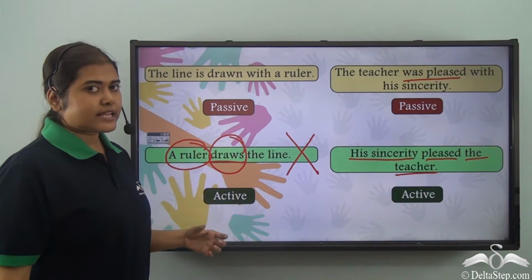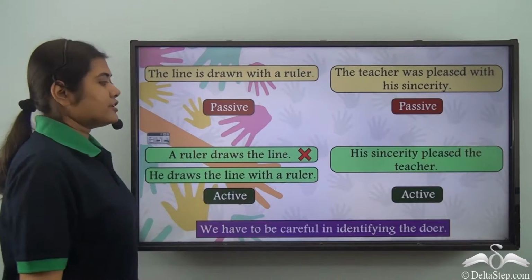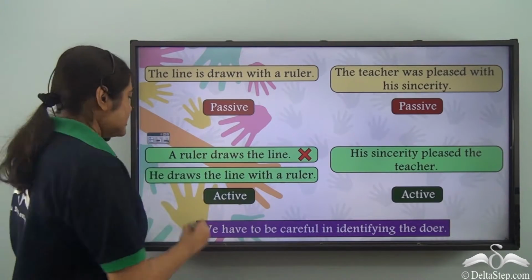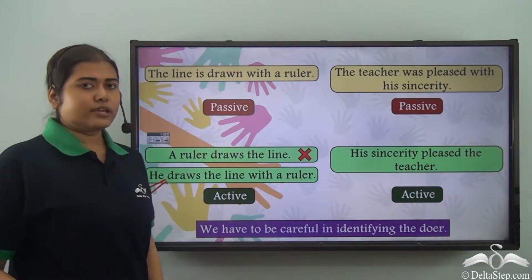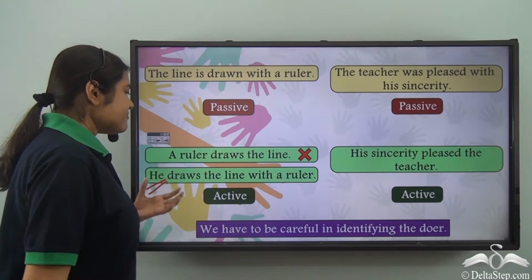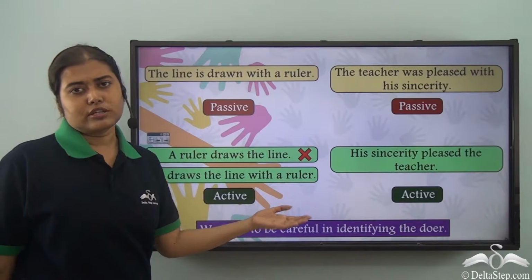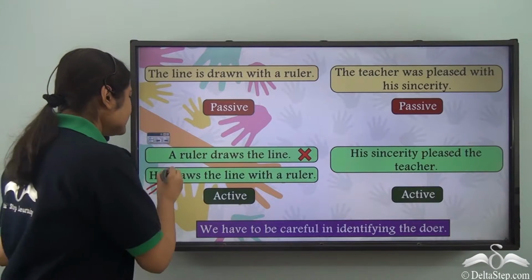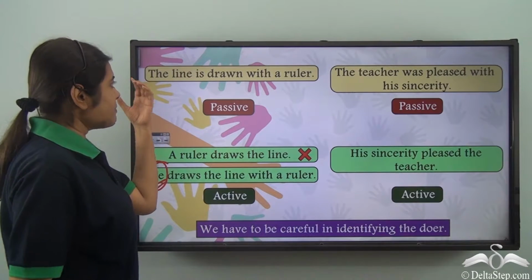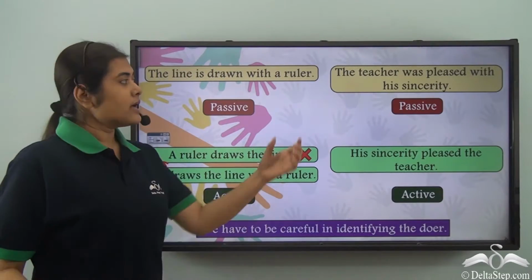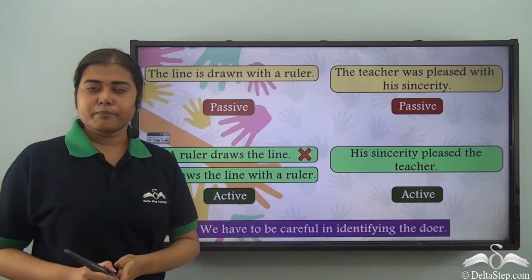So what should be the sentence? It should be he draws the line with a ruler. Now, in place of he, you could have written any pronoun, as in everybody draws the line with a ruler. He, she, they, anything could have been the subject in this case, because the line is drawn with a ruler, by whom that part is not mentioned. So here the doer is not important.